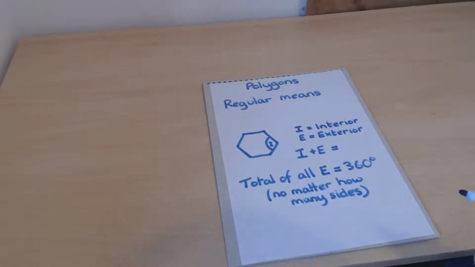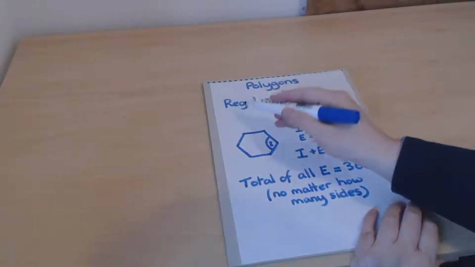So let's talk about polygons. Polygons being straight-sided shapes, the smallest of which would be triangles, and then you've got quadrilaterals and so on. So there are three key things that you need to understand in order to do polygon questions.